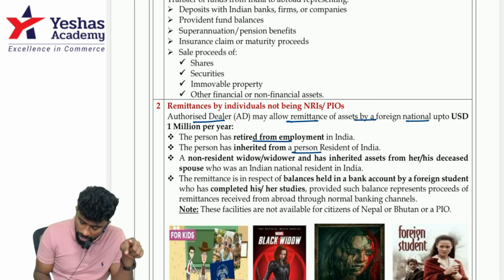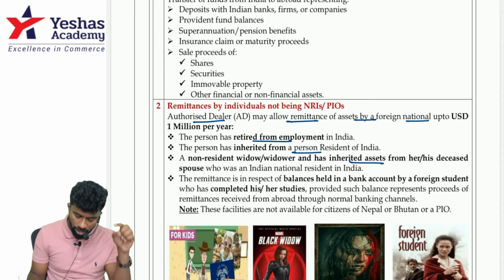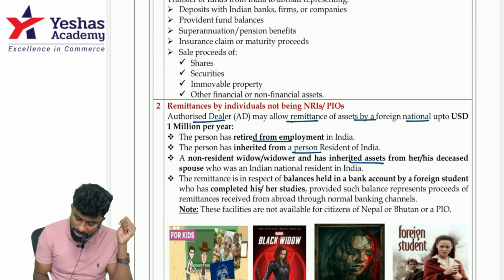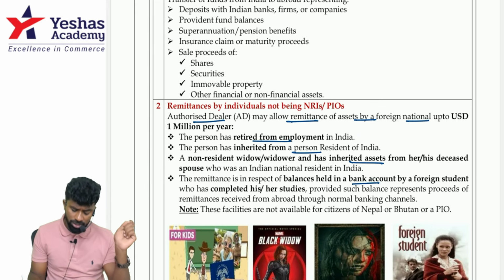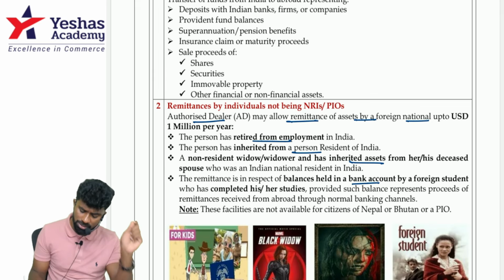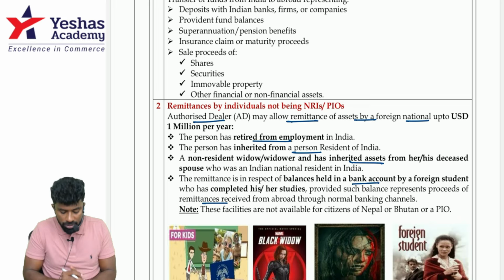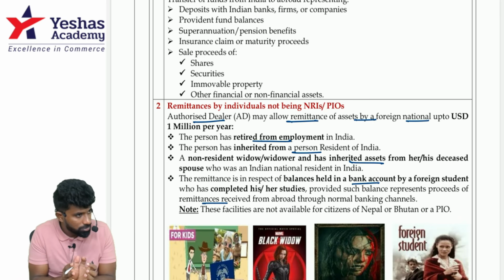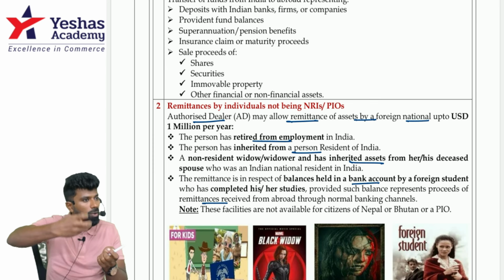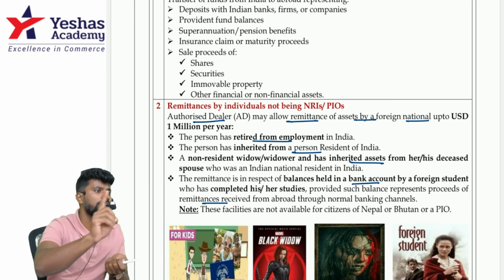who has inherited assets from his or her deceased spouse who was an Indian national resident in India, or the remittance is in respect of balances held in a bank account by a foreign student who has completed his or her studies, provided such balances represent the proceeds of remittances received from abroad through normal banking channels. So these are the assets out of which you can remit up to 1 million in a financial year.